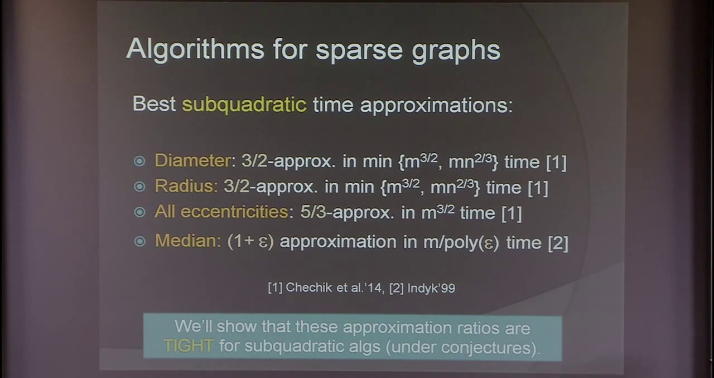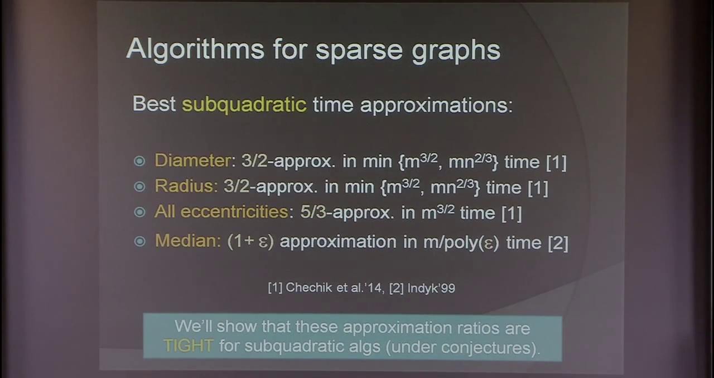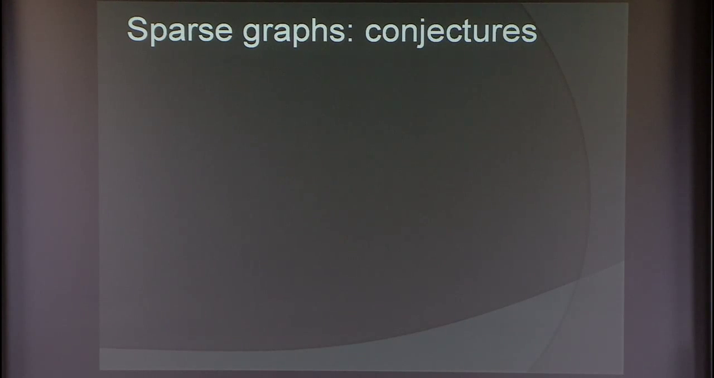For me, the most surprising was this 5/3, because we thought that the minimum and the maximum eccentricities can be approximated within a factor of 3/2. Why can't we approximate all of them within a factor of 3/2? But it turns out if you want all of them, somehow 5/3 is the right answer. So, here are the sparse graph conjectures that we use.